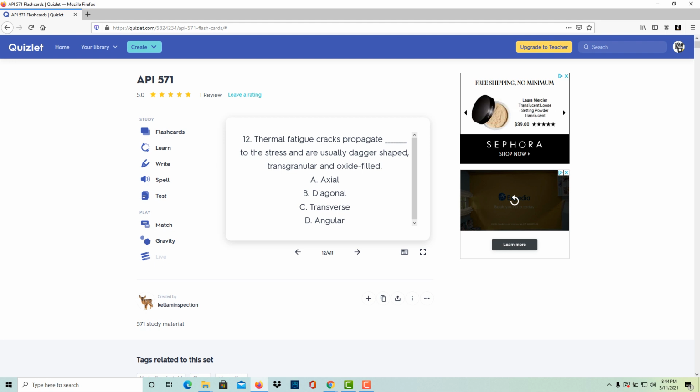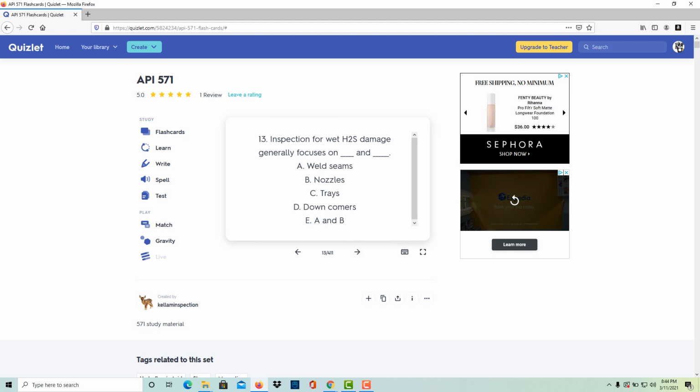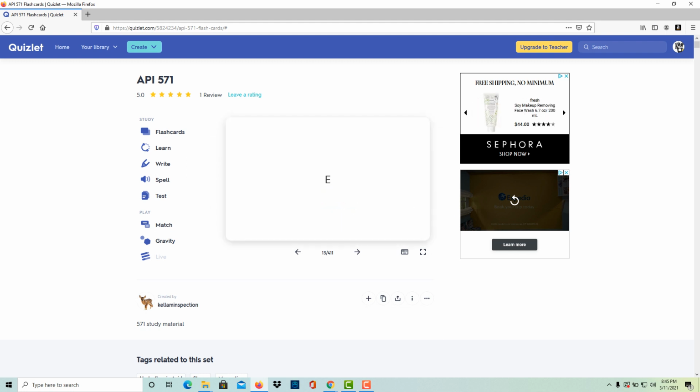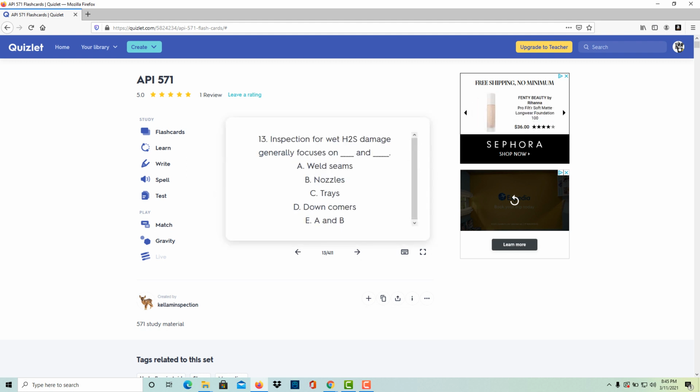12. Thermal fatigue cracks propagate transverse to the stress and are usually dagger-shaped, transgranular, and oxide filled. Transverse, C, transverse. 13. Inspection for wet H2S damage generally focuses on, it's going to be E, wet seams and nozzles. And that's A and B. See, weld seams and nozzles.